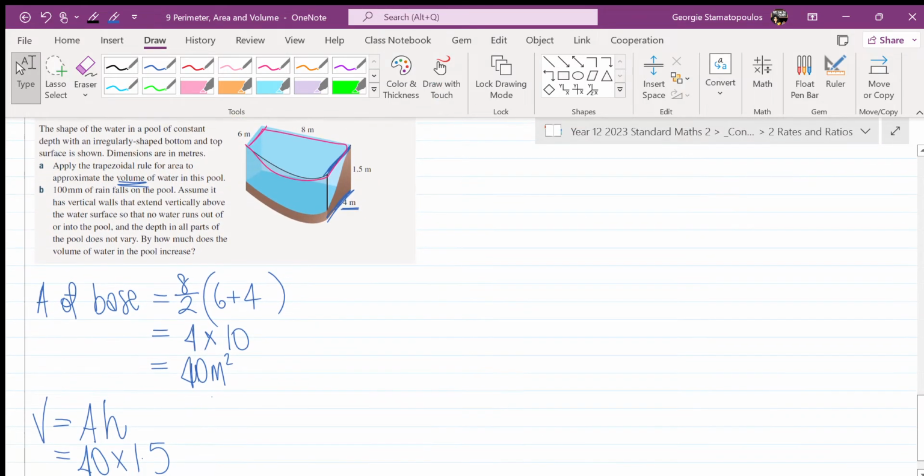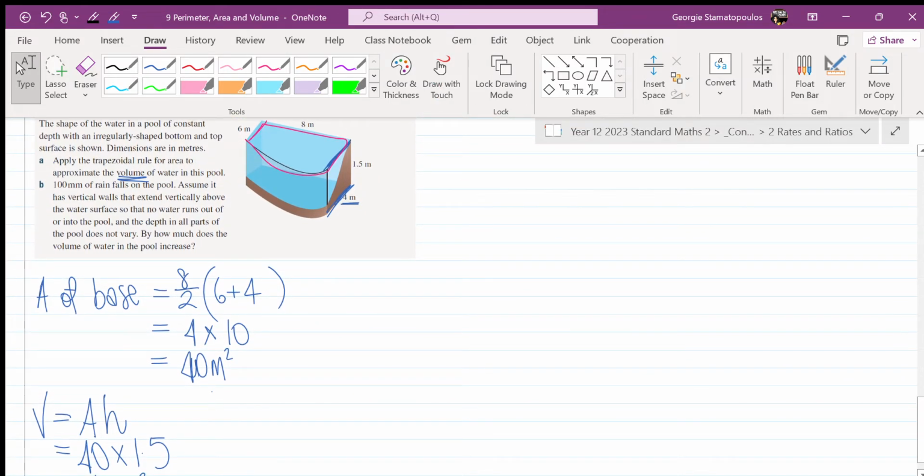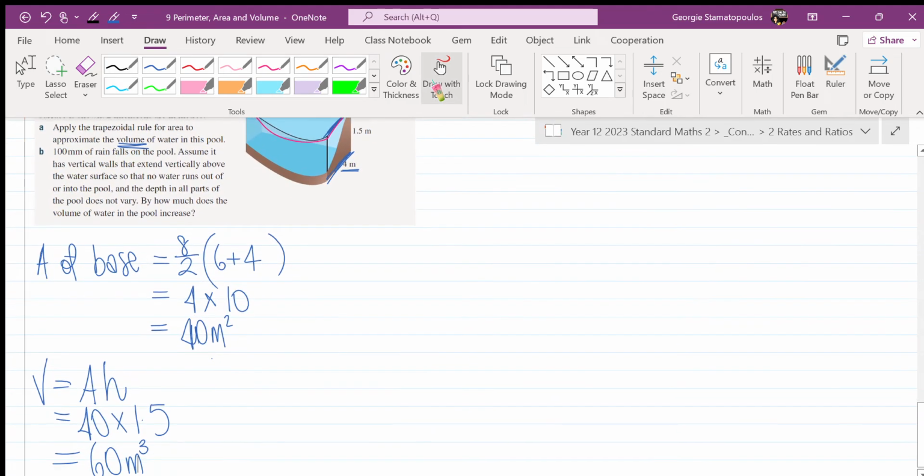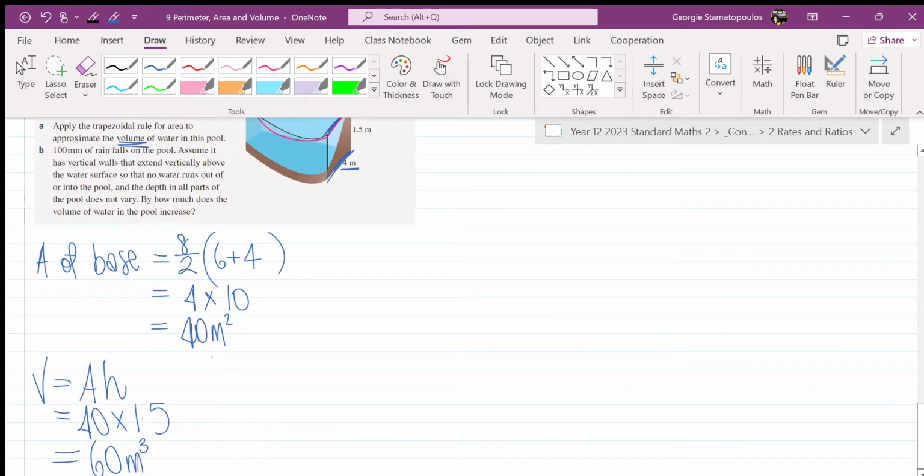Okay? 100 millimeters of rain falls on the pool. Assume it has vertical walls that extend vertically above the surface, so no water runs out of the pool, and the depth doesn't vary. By how much does the volume of water increase? So if you have no idea where to start, it's saying its current volume is 60 meters cubed, but we get some rain.